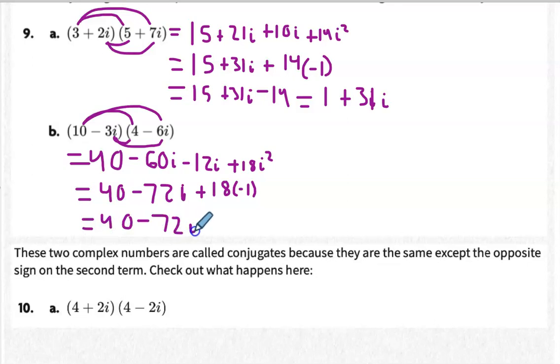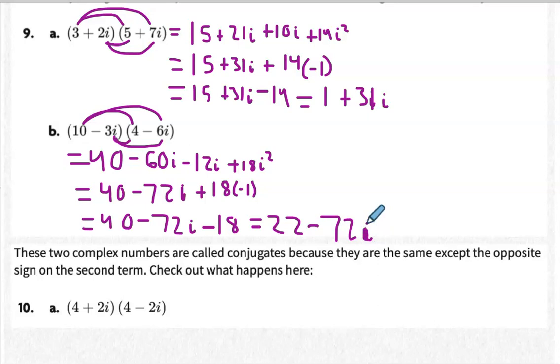I feel like my eyes get worse every time I write them. Minus 18. So I can combine the 40 and the -18 to give me 22. And then I still have the minus 72i. Whoa. Okay, so in a nutshell, that is multiplying.